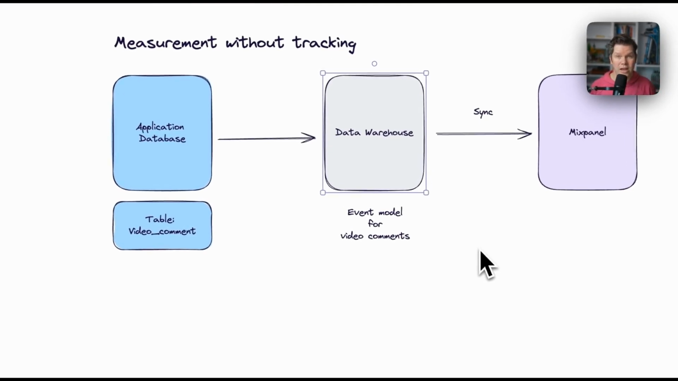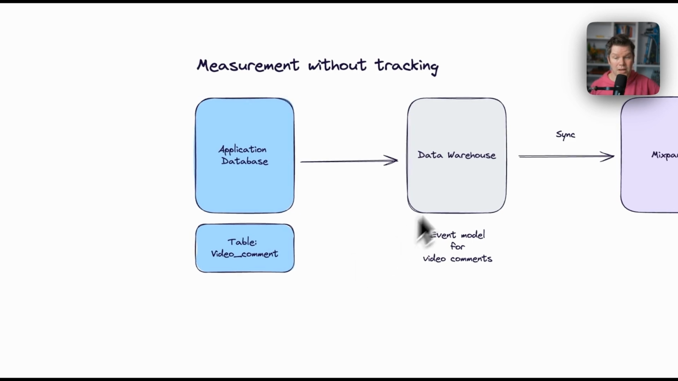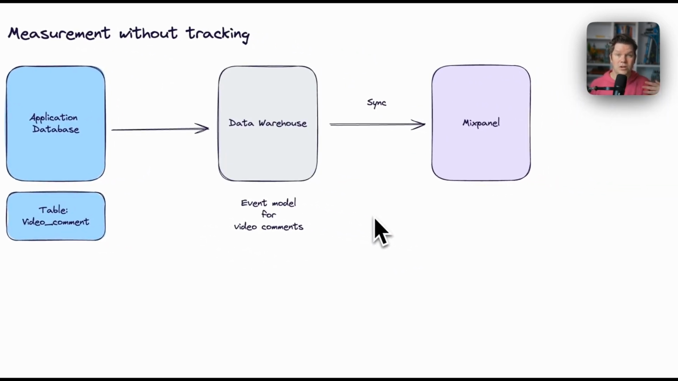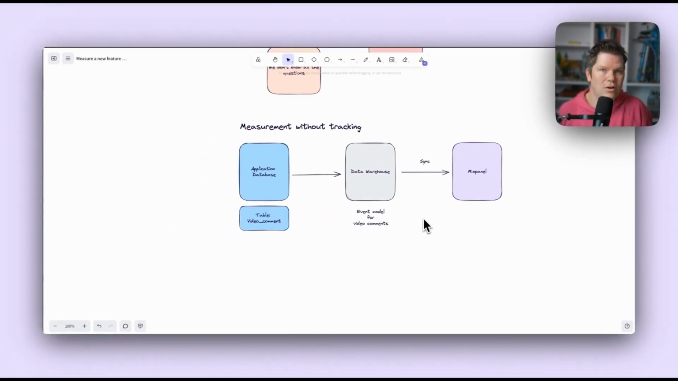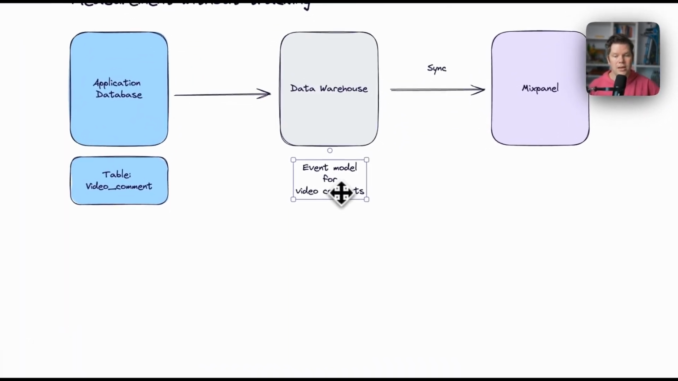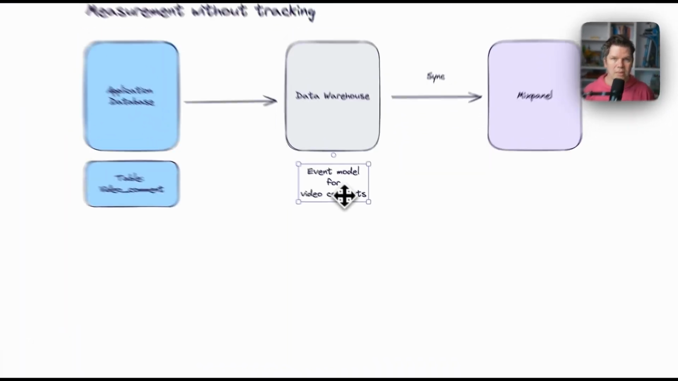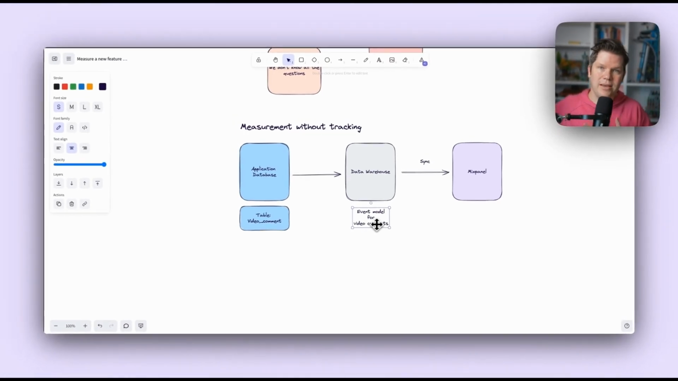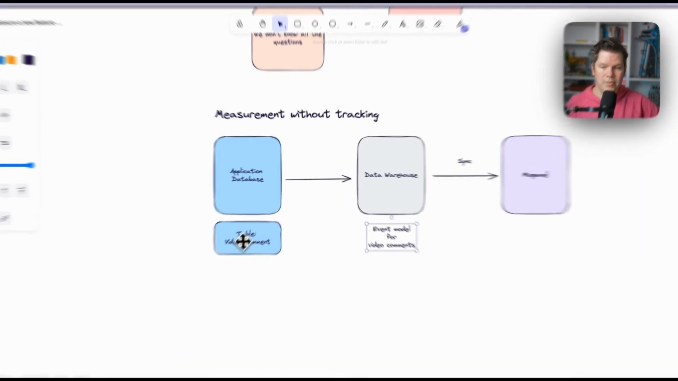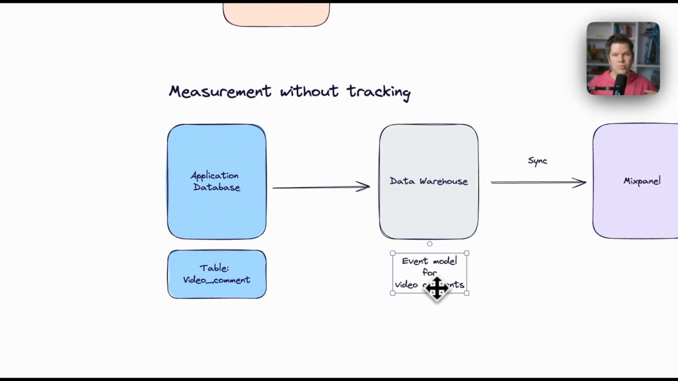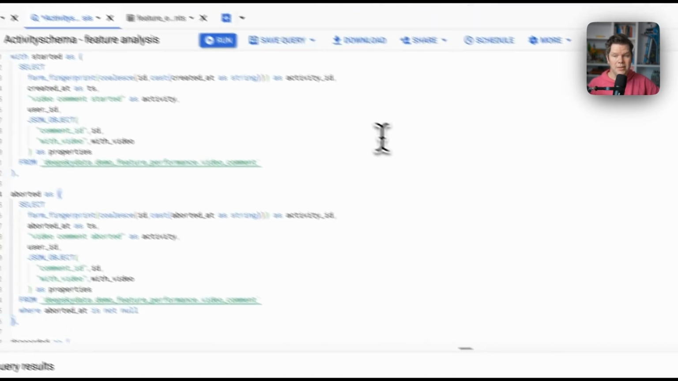Let's assume you already have a data warehouse and you already sync the application database into your data warehouse, which is a common use case. If you have this, then you're already ready to go. Then you can just discuss with your data engineers or analytics engineers, hey, can we create an event model where we take the data that was already here in the table video comment and just express it as events? And this is the part that I showed here.